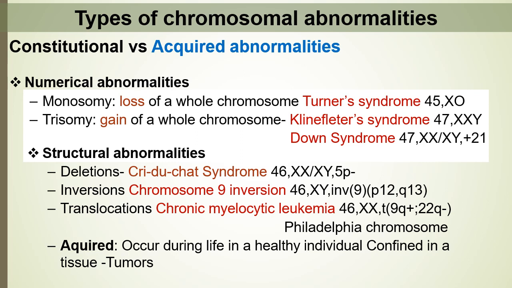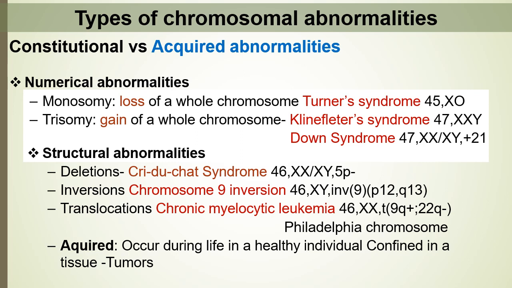In the case of structural abnormality, a part of a chromosome may be deleted. In cri-du-chat syndrome, we see deletion. There is another type of structural abnormality known as inversion, in which a part of a chromosome can be inverted.